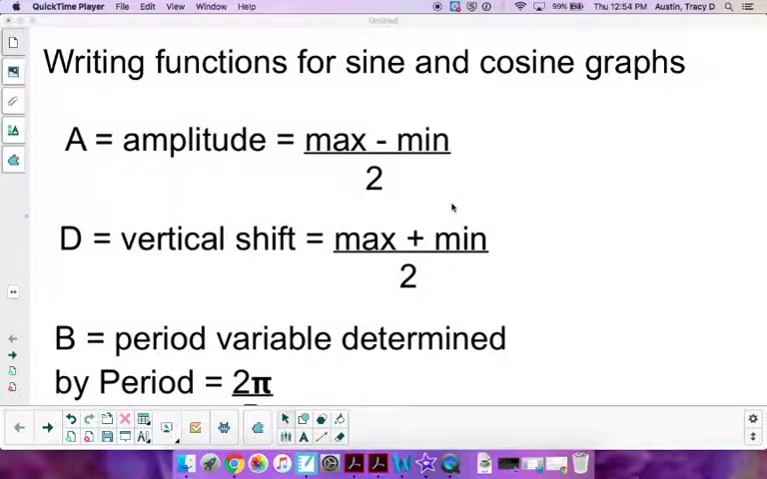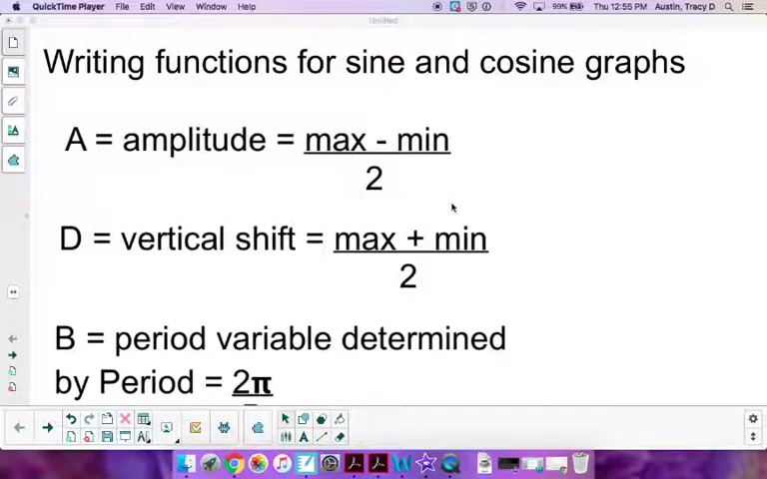Okay, happy Friday. Today we are going to be writing functions for sine and cosine graphs. Okay, and again, this is just a review for your midterm. So you need to get these pieces copied into your notes as far as how we determine all four pieces that we need in order to make a sine and cosine function.